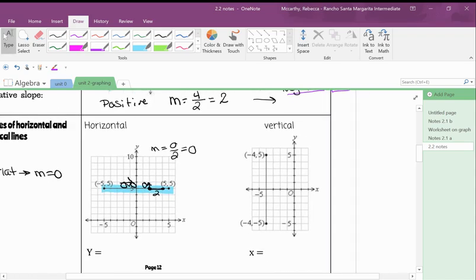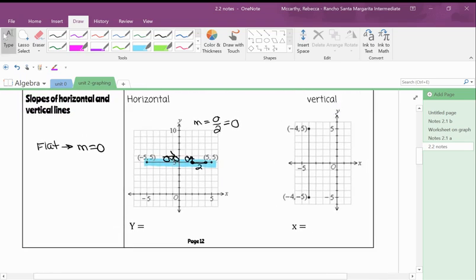Now let's look at this one. Let's put their equation. Here I have y equals, because it crosses my y-axis. It's a nice horizontal line. All my y's are 5. So all my y's are 5. My values are 5. So I know for my horizontal, there is no slope. It's a slope of 0. Okay, so m equals 0.